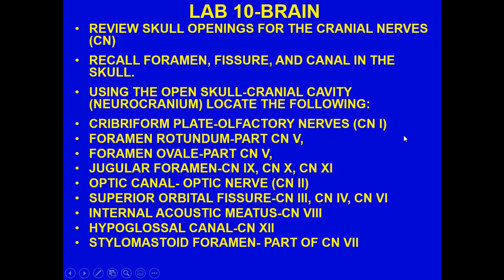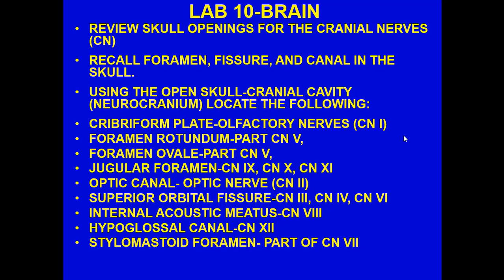Now, I do want you to review skull openings for the cranial nerves and recall the terms foramen, fissure, and canal in the skull. You have to go back to the earlier part and review that. Using an open skull, the cranial cavity, the neural cranium, locate the following: the cribriform plate, which is part of the opening for the olfactory nerves, the foramen rotundum, which is partially cranial nerve 5, the foramen ovale, which is also partially cranial nerve 5, the jugular foramen, which is cranial nerves 9, 10, and 11, the optic canal, which is the optic nerve, cranial nerve 2.